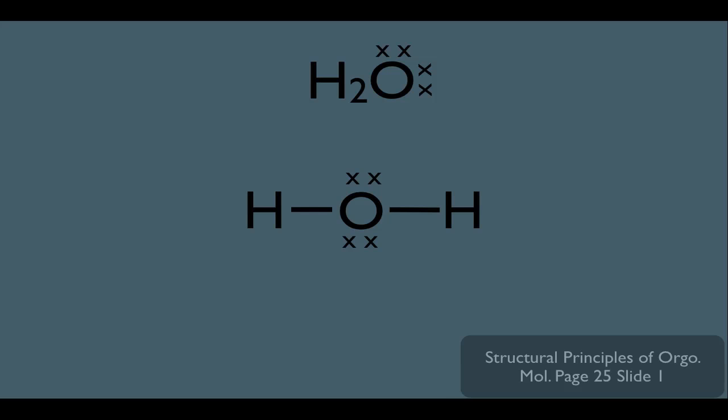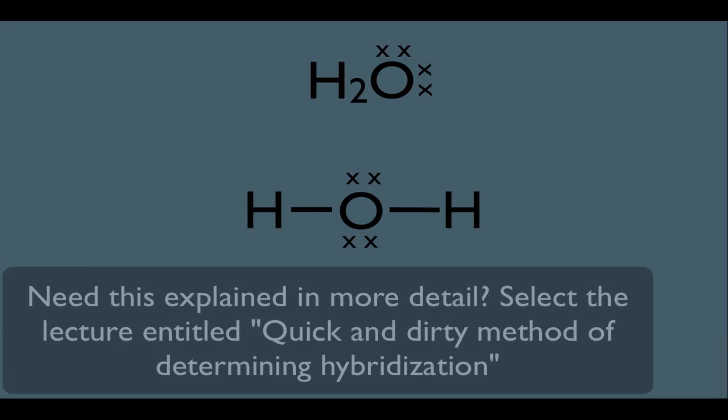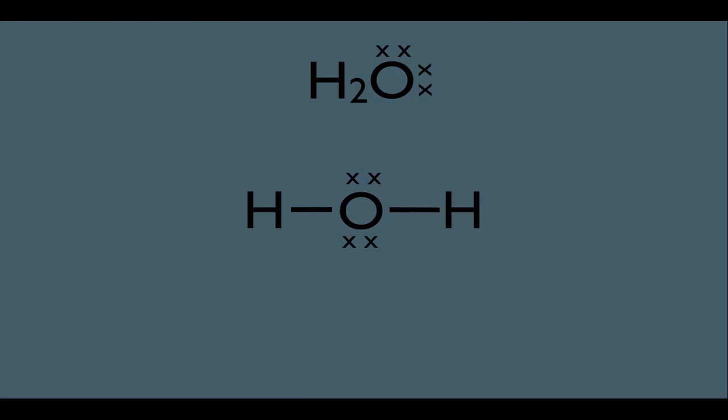And in order to make sense of the bonding in water, let's determine the hybridization of that oxygen. Remember, carbons are not the only atoms that can be hybridized. We learned in another online lecture how to quickly calculate hybridization, and that is to first determine the steric number. And in this case, this oxygen has a total steric number of 4, which means this central oxygen is sp3 hybridized. So let's get a better look at that.